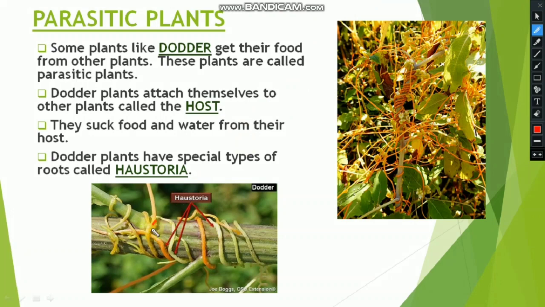These are the haustoria. What do they do? These are the roots of the parasitic plants. They suck the food and water from the other plant, which is known as the host. They suck food and water from the host through their roots. So these are known as the parasitic plants.